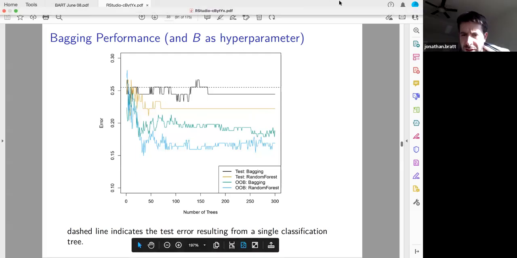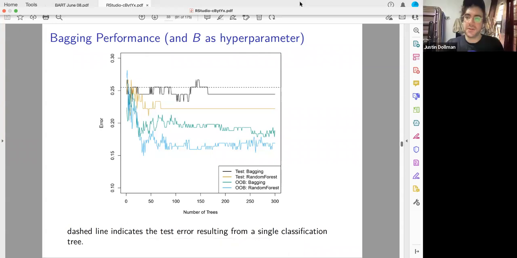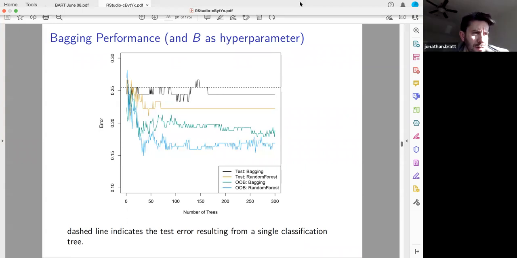So the test lines, that's just a single test set, right? There's a lot of luck involved, I suppose, in how your test set happens to be drawn, which might be the difference between the green line and the black line. And if you'd happened to draw a different test set, it might even be reversed, I suppose.